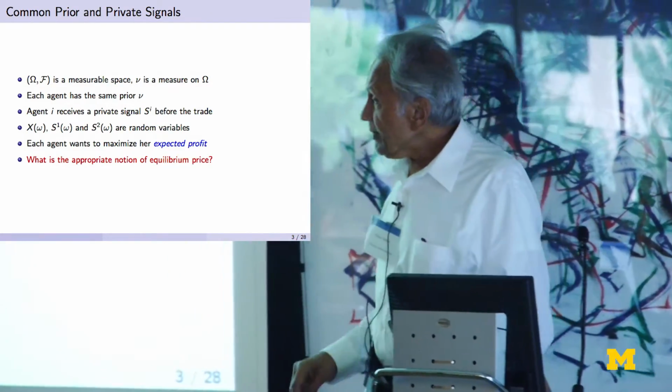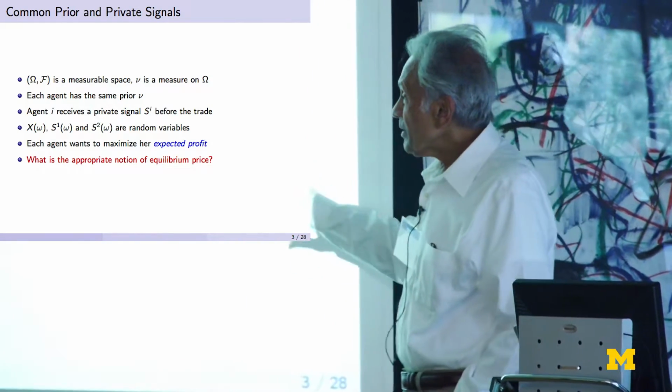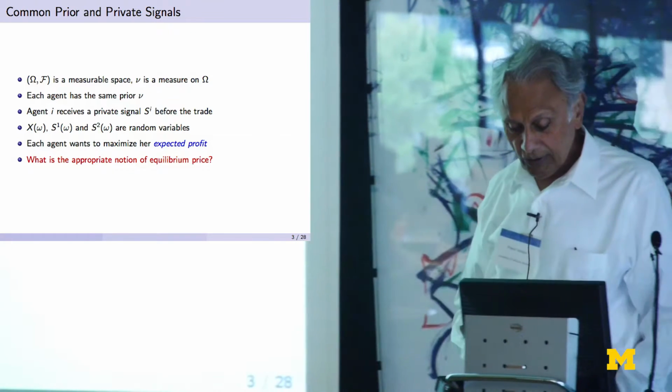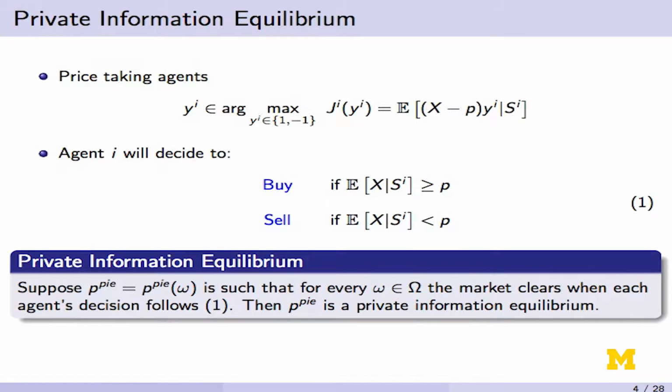Okay? So again, the question is, what is the appropriate notion of equilibrium price, which has not been introduced, but you saw it in the earlier story. So there's something which we all do, which is the private information equilibrium. And in that, everybody's a price taker, so P is given, and they decide how much they're going to buy or sell, given their signal.